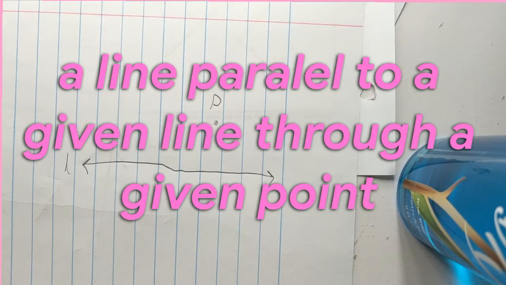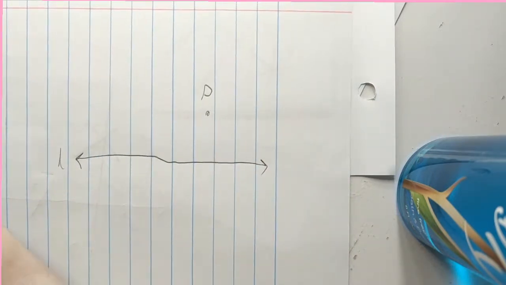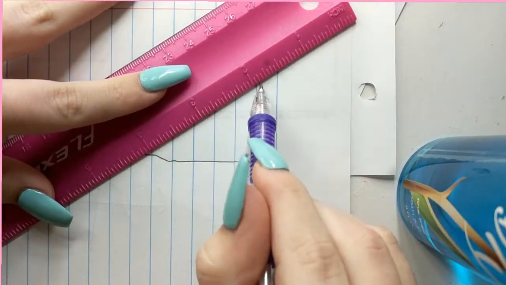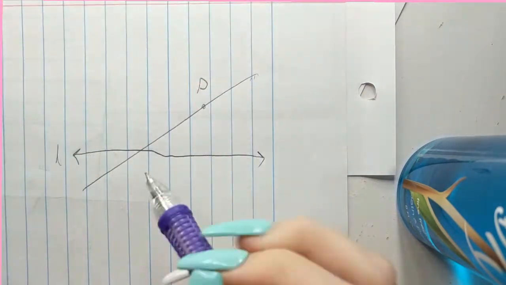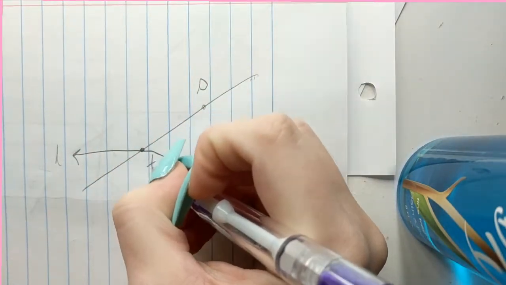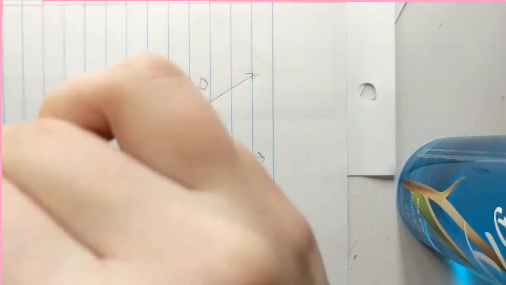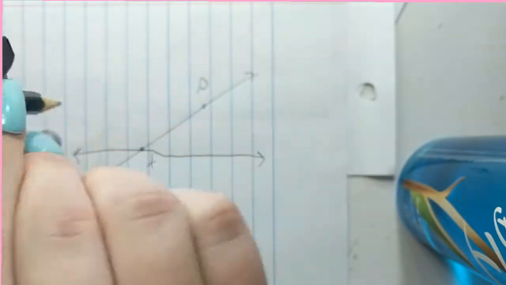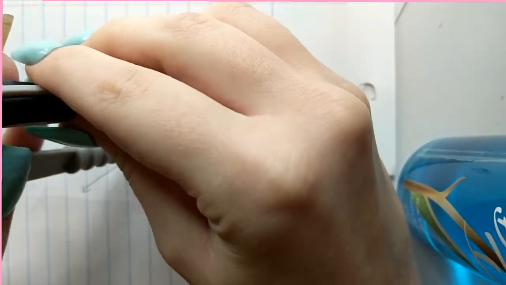This is angle 4, which is a line parallel to a given line through a given point. First thing you're going to do is start with this line. And you're going to draw a line through P with a straight edge, like this. Now we're going to label this point X. Now the next thing you're going to do is put your compass on X and draw 2 arcs. Like this.